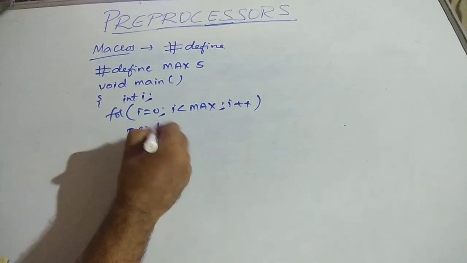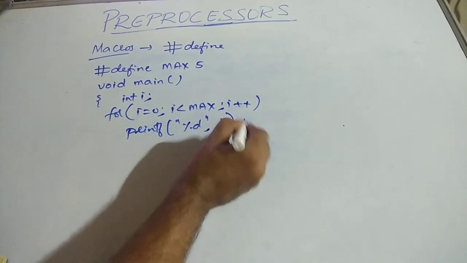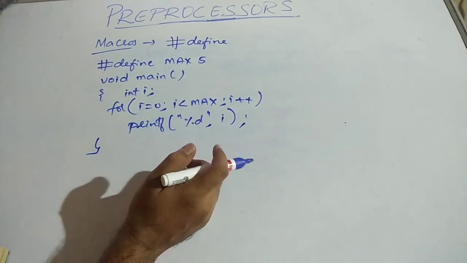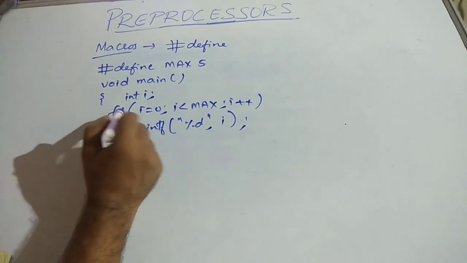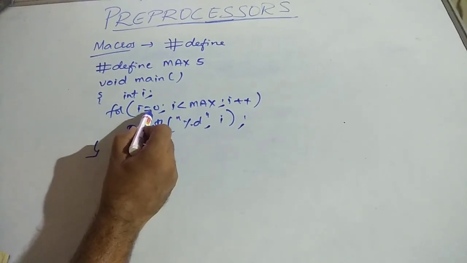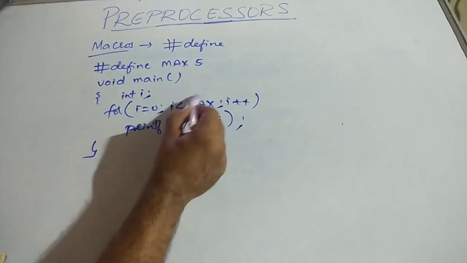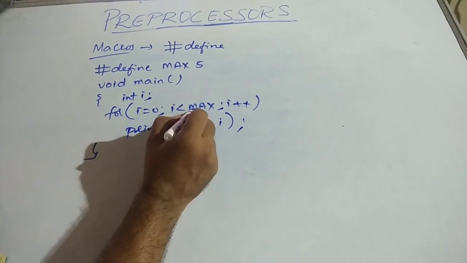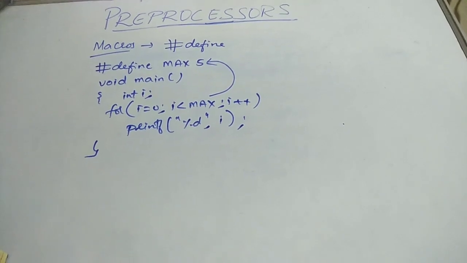So what I'll do, I'll just print the value of I. Is it clear? This is a small piece of code. Inside the main function, I've declared one variable and I'm using one looping statement. For I is equal to 0, initial I becomes 0, 0 less than max. Here there is an identifier. So what is the value of this identifier? The value of this identifier is already defined. Is it clear, all of you?